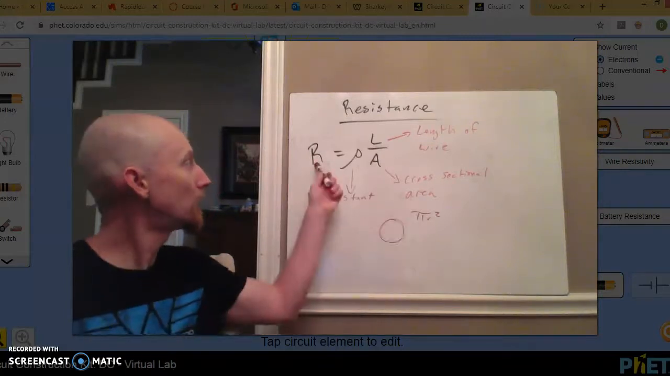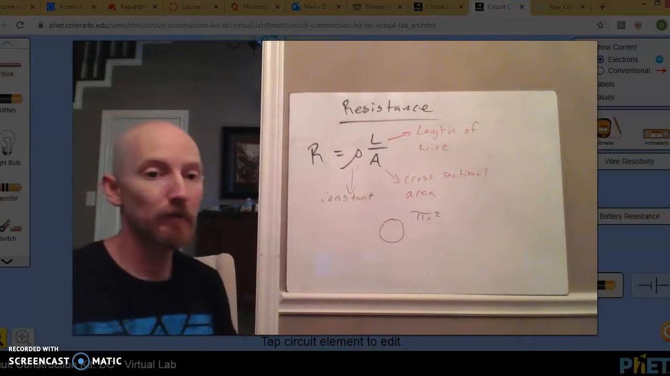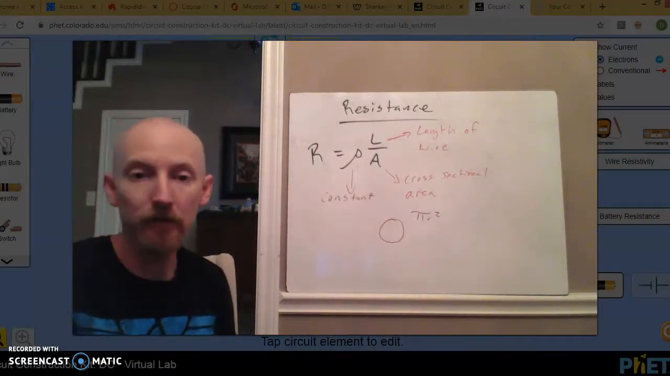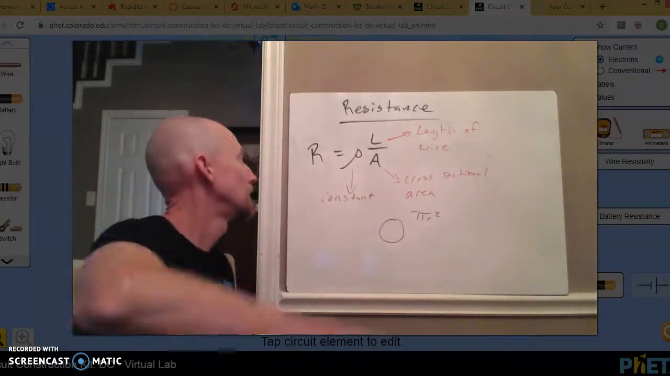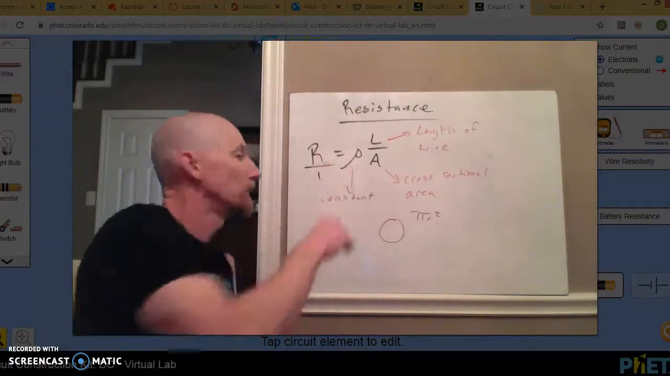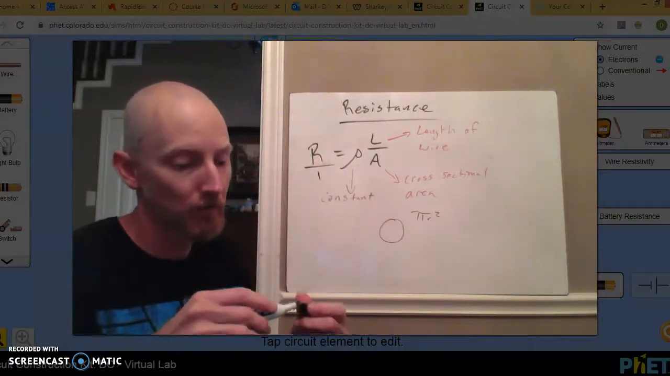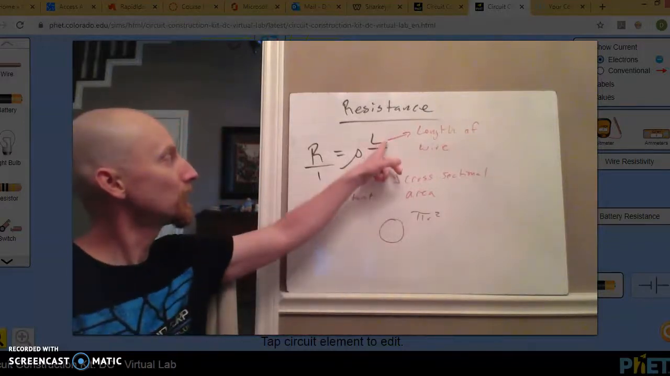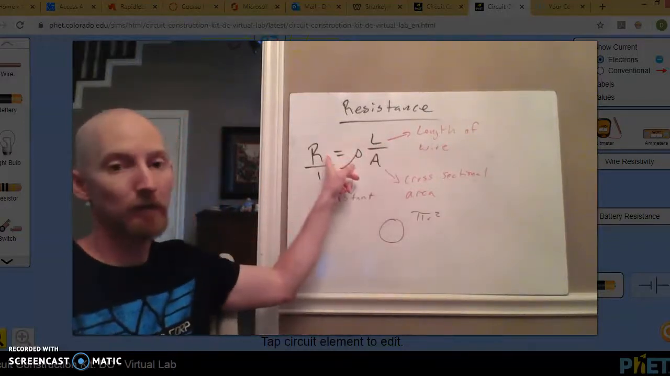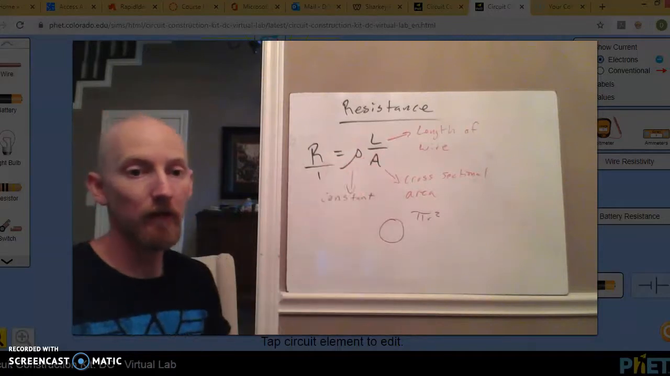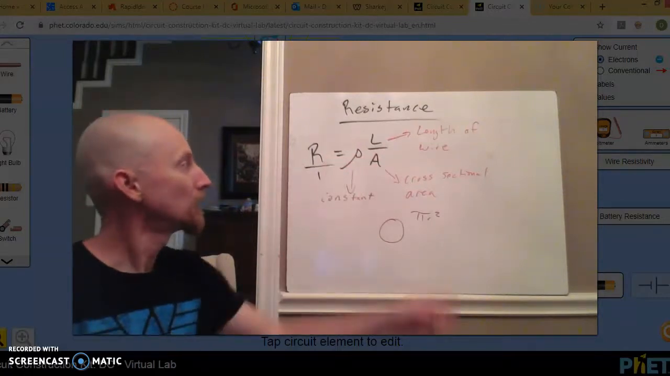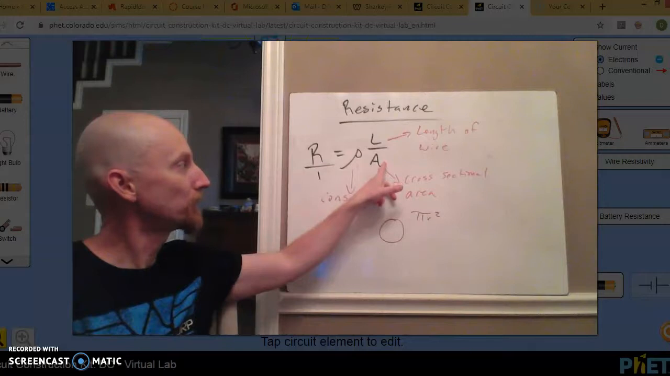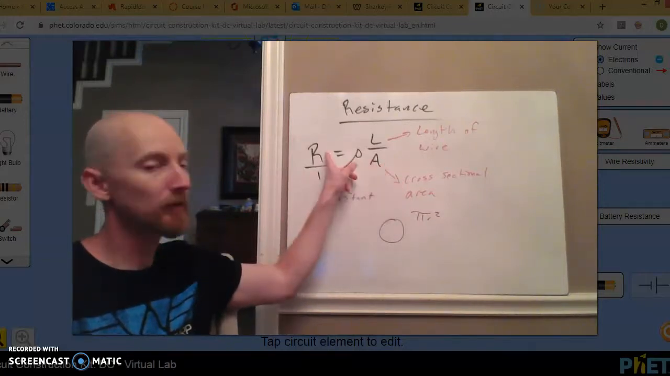Because R and L are both in the top of their respective fractions, if the length of your wire gets bigger, resistance will get bigger. So long wires are going to have a lot of resistance. Cross-sectional area is in the bottom of the fraction. So if cross-sectional area gets bigger, resistance will get smaller.